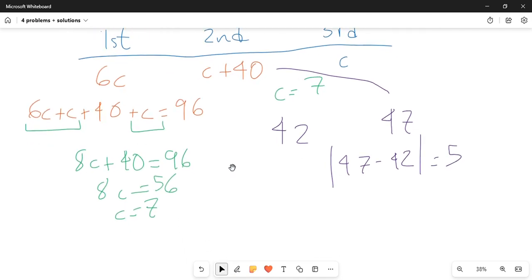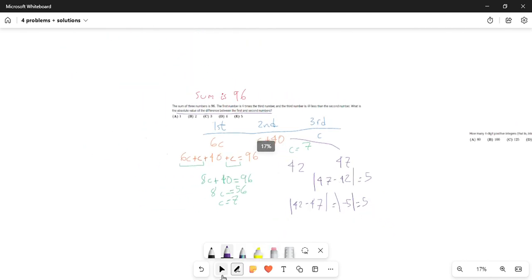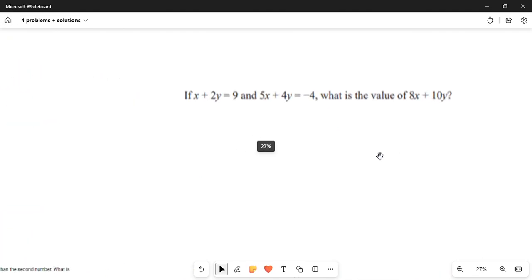And if you did it this way, that would be negative 5 absolute value, and then that would just be 5 since you take the positive value. Okay, next problem.